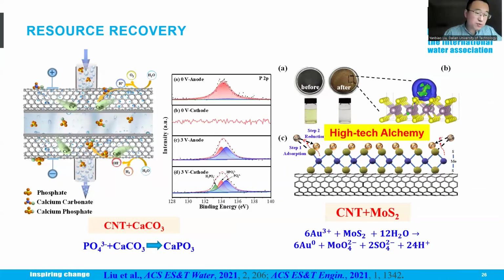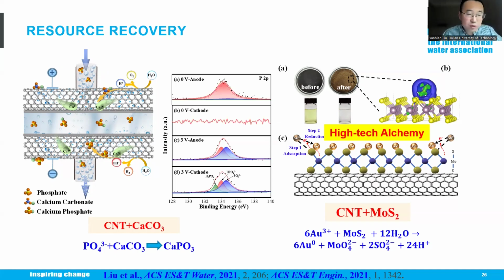Also, we can recover some resources from water. For example, we can recover phosphorus from water by using calcium carbonate to modify the CNT filter. Under the electric field, the produced protons will react with calcium carbonate to release calcium ions. This calcium cation will combine with phosphate to form calcium phosphate precipitate at the cathode surface. After the reaction, we can recover this precipitate.